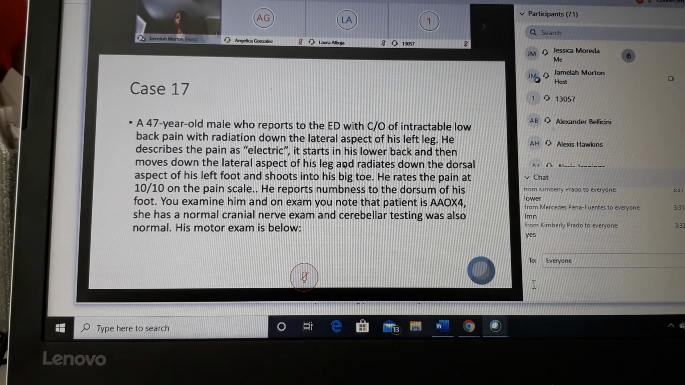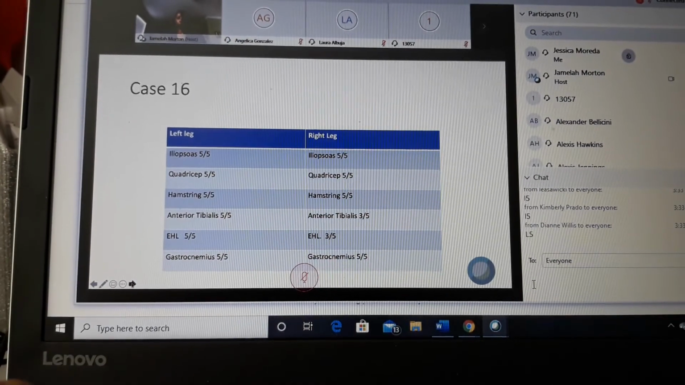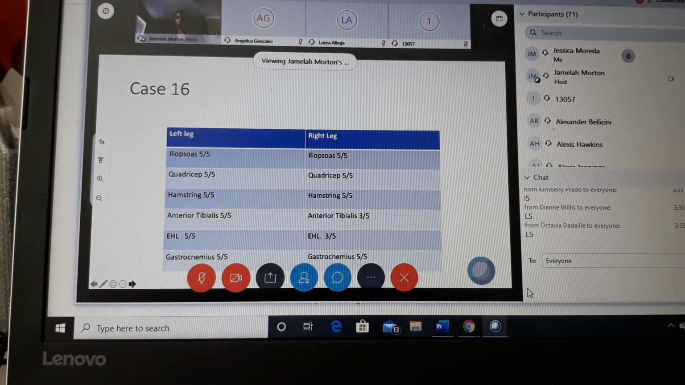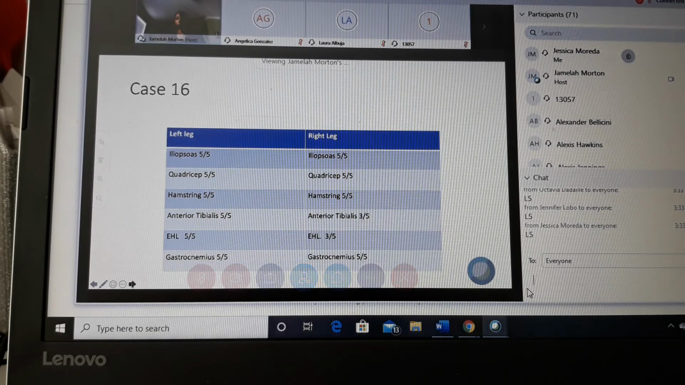You examine him, and on exam you note that he's A&O times 4. He has normal cranial nerves. Cerebellar testing is also normal, and his motor exam is below. Bilateral iliopsoas 5, quadriceps 5, hamstrings 5, anterior tibialis is 5 on the left and 3 on the right. EHL is 5 on the left, 3 on the right, and gastrocnemius is 5 bilaterally. Which nerve root?